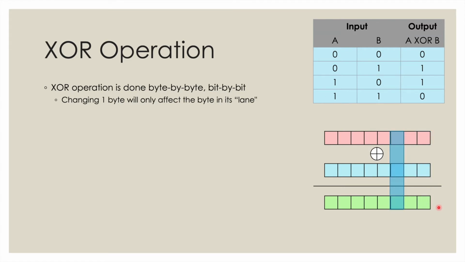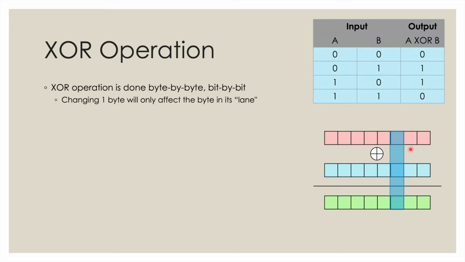Now, this might seem like a very obvious thing to most of you, but the point I'm driving towards is the fact that if I change one of the operand bytes, say the one right over here, only the bytes in this particular lane will be affected. All the other lanes remain unaffected. So this means that when we want to manipulate bytes in an XOR operation, we only need to focus our attention on the particular lane of interest.